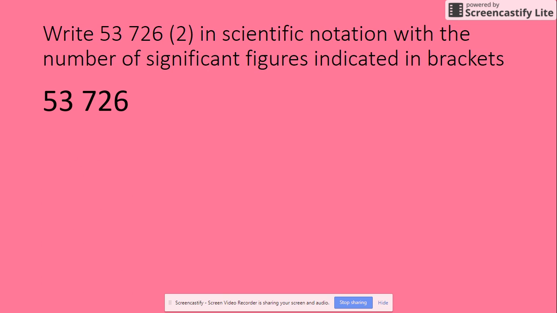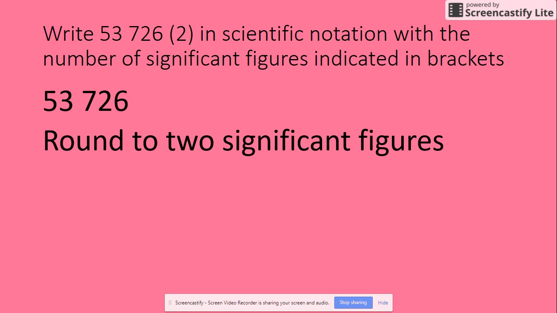So let's look at the number 53,726. We know that these are all significant, okay? And we know that they want us to round it to the second place. So here's your second place, that's a 3. The number next to it is a 7. That gives it more than enough power to change. It changes, and these all become zeros. They don't die like they do when it's a decimal. So round it to 2 significant figures, and you get 54,000.